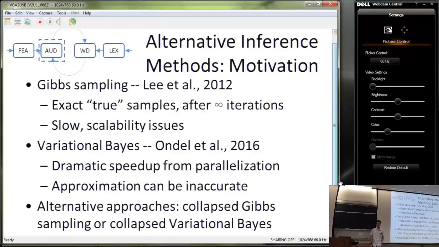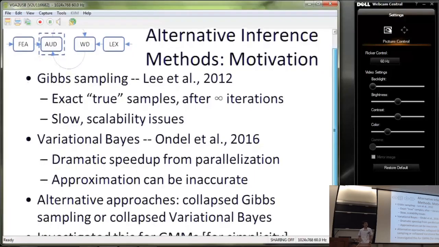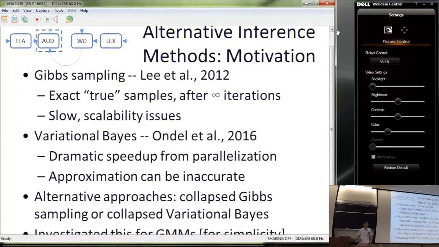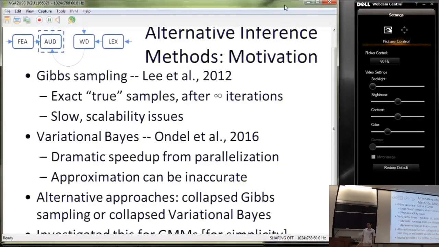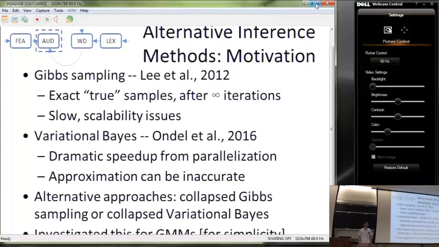Because the exact inference of this posterior is often intractable, we often use approximate inference algorithms. And there are two main methods, which are the MCMC algorithms, which include Gibbs sampling, and the variational Bayes algorithm. And as Luca mentioned earlier, the original model by Lee uses Gibbs sampling, which samples all the latent variables and the GMM and HMM parameters, and this can be very slow and hard to scale up.